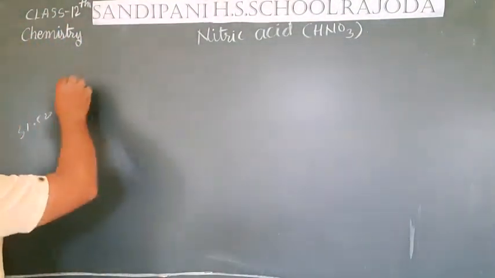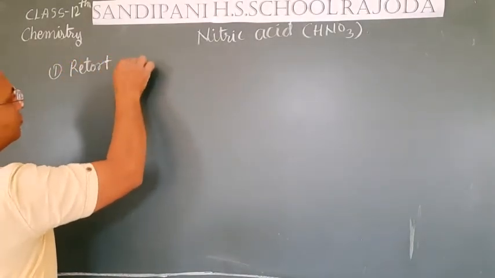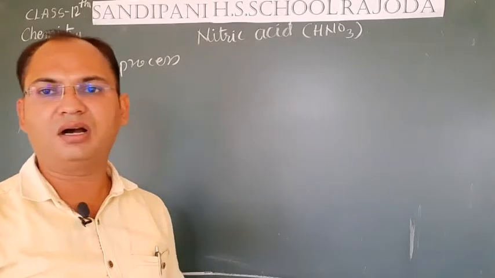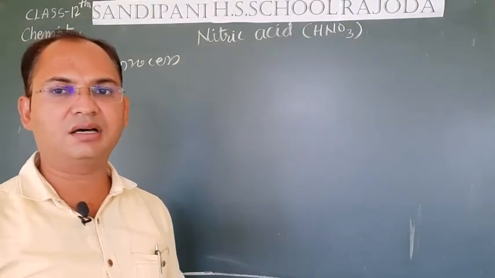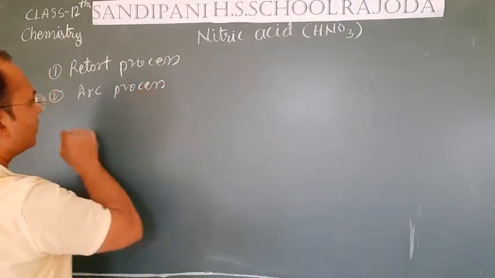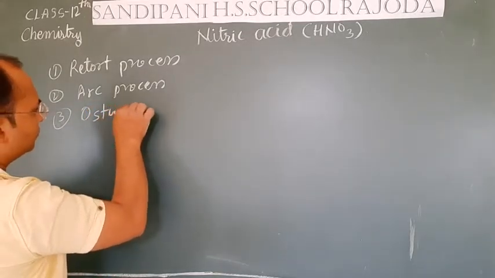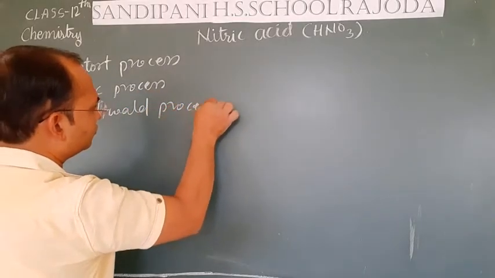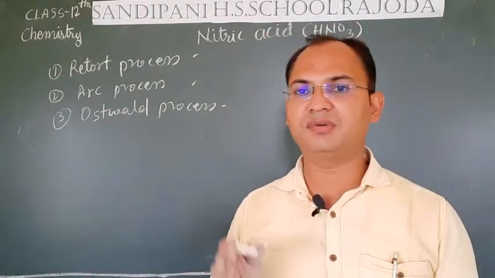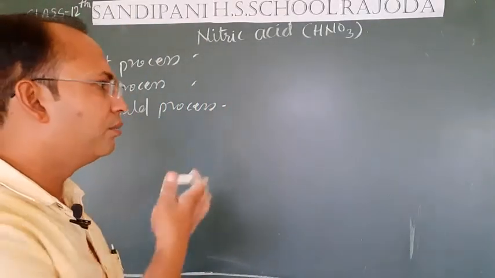The first one is the retort process. Second one is the arc process, also known as the electrical arc process. And third one is the Ostwald process. Now students, let's see in detail all these three methods one by one, and what the step by step procedure is to follow these processes.